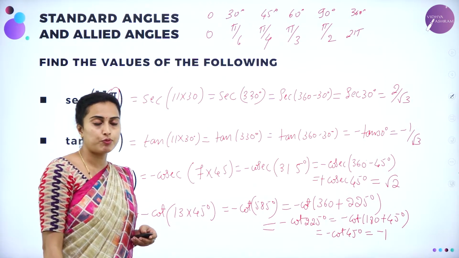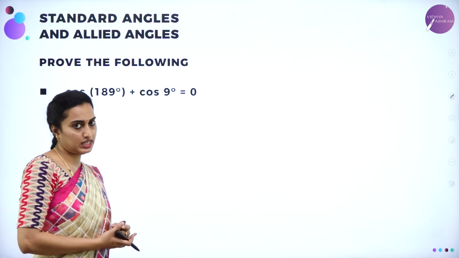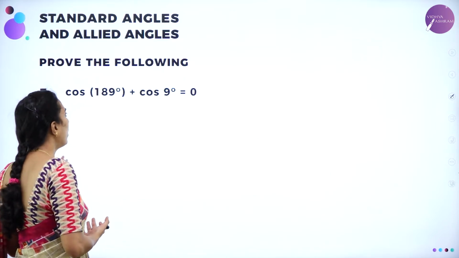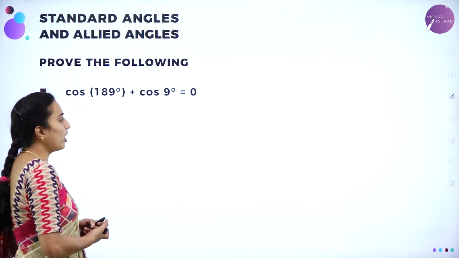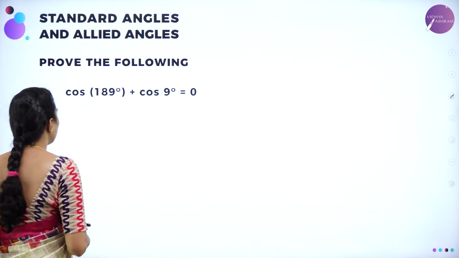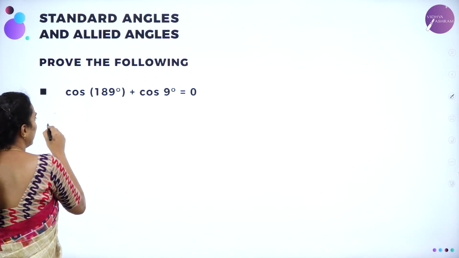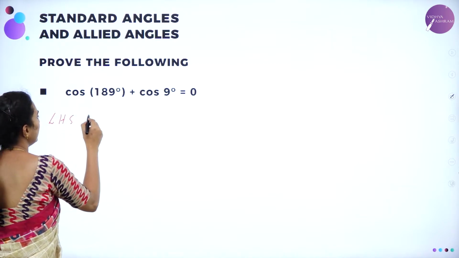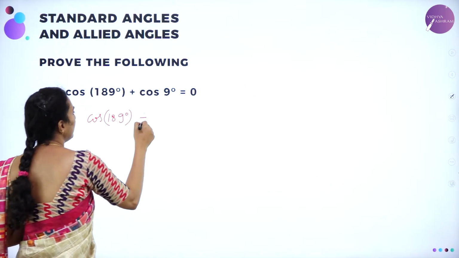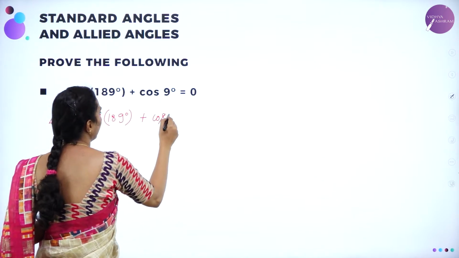I hope you got how to solve this one. We'll move on to the next problem, dears. What have they asked in the next problem? Prove that cos 189 degree plus cos 9 degree equals 0. You have to prove this. So therefore, let me take the left hand side. Left hand side is cos 189 degree plus cos 9 degree, right?